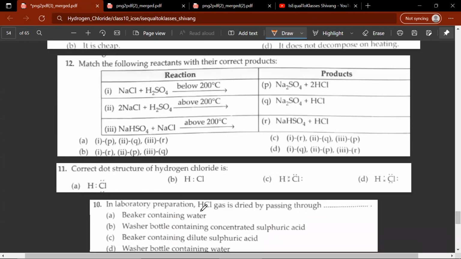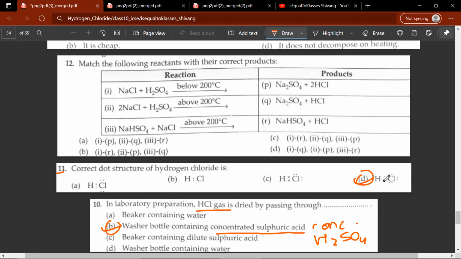In laboratory preparation, HCl gas is dried by passing through a wash bottle containing concentrated sulfuric acid, concentrated H2SO4. The 11th question, correct dot structure of hydrogen chloride is D. So just look at the drawing carefully. So this would be the dot structure of hydrogen chloride or HCl.